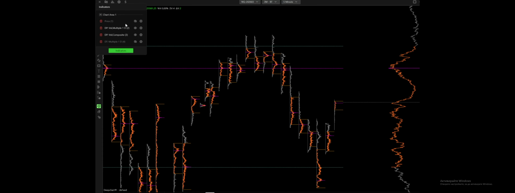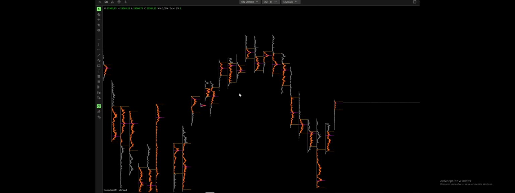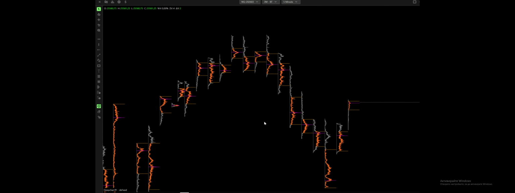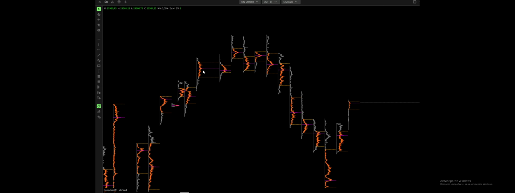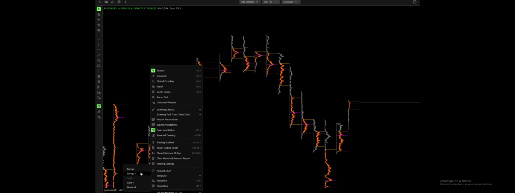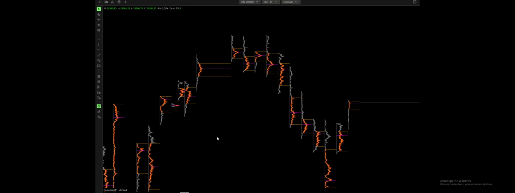And now we remove the composite and we start to analyze merging profile, okay. So these ones are on the same level, so we can merge. We clean it, okay. This is a cleaning process of the chart. We make it as simple as possible.